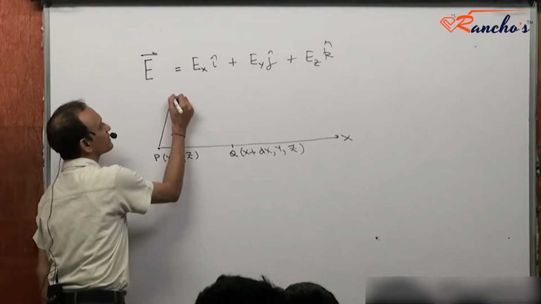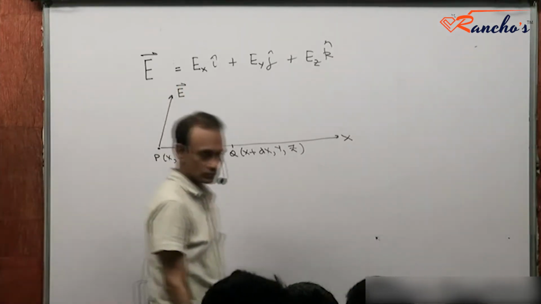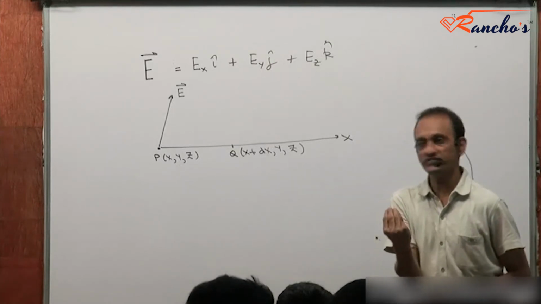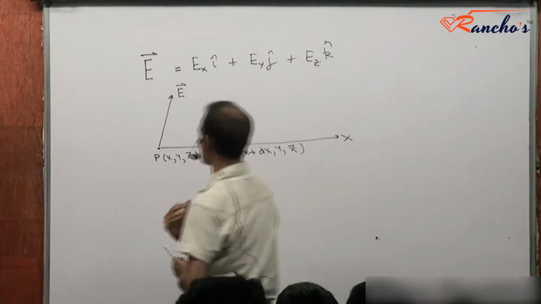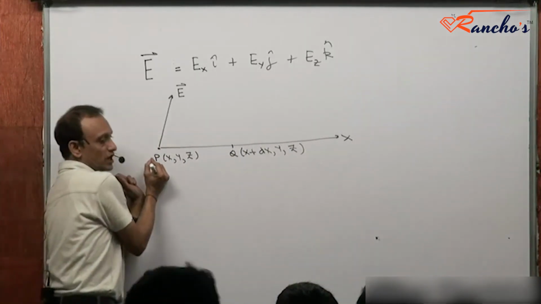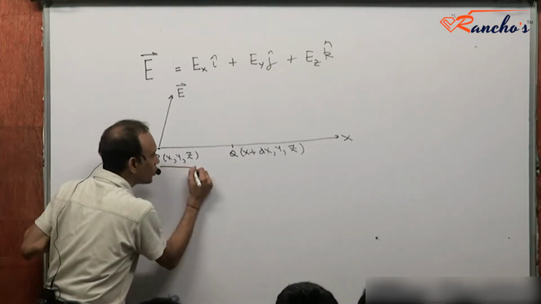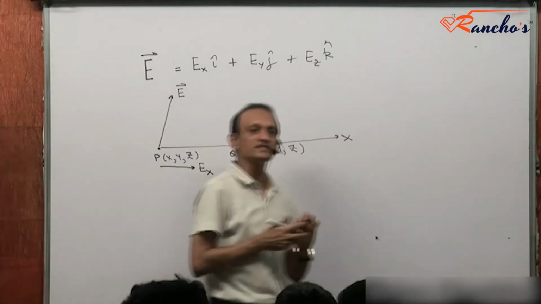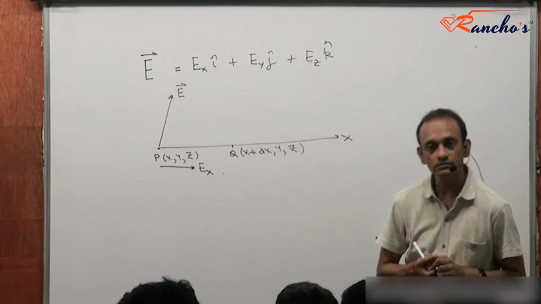Now, this is the electric field vector E, which is the force on a unit positive test charge when placed at this point. A unit positive charge when placed at P will experience along the x-axis a force Ex.